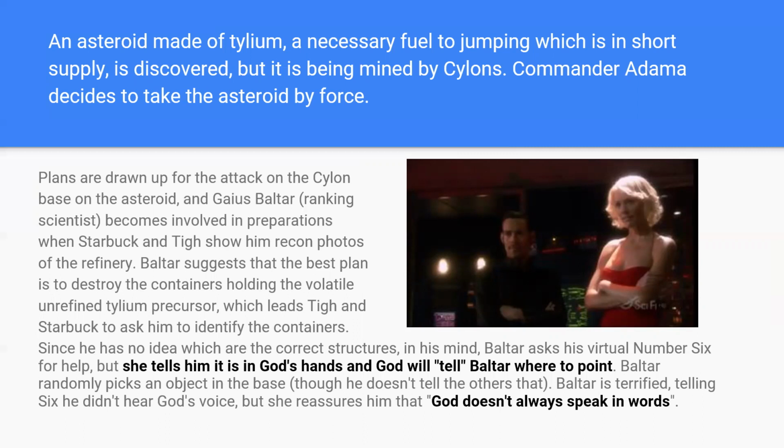However, Baltar is a human scientist and has no idea which are the correct structures. So in his mind, he asks this virtual number 6, who actually is a Cylon, but we'll learn more about that later. And she talks to him in all of these episodes leading up to this, but this particular time, she doesn't help him. She tells him that it's in God's hands, and God will tell Baltar where to point on this reconnaissance photo of the asteroid base. Baltar doesn't hear anything. He just randomly picks an object on the base because they're waiting for him to say something. He's terrified, and he tells Six that he didn't hear God's voice, but she reassures him that God doesn't always speak in words.